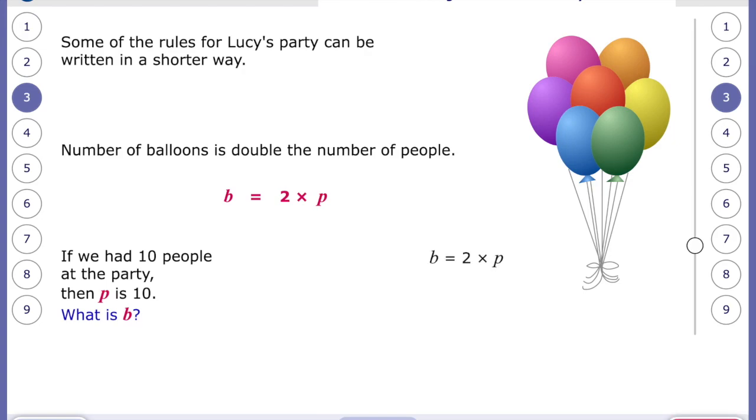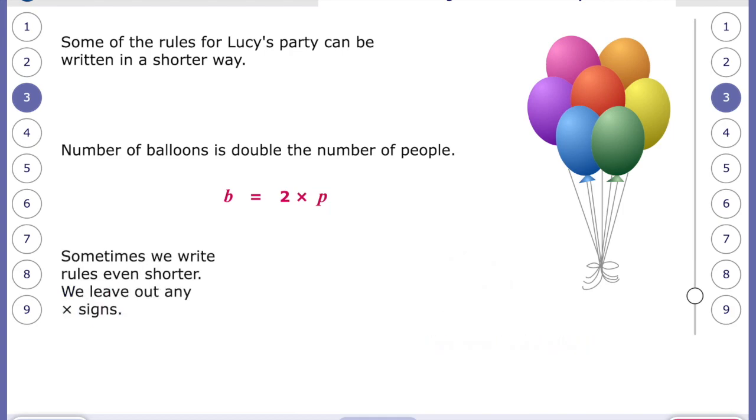If we had 10 people at the party and P is 10, what is B? Well, B equals 2 times 10, which would be 20. Fairly straightforward. So we would need 20 balloons in this example. And sometimes we can write rules even shorter and we can leave out the multiplication sign. So we could write B equals 2P. All stuff we've looked at before.